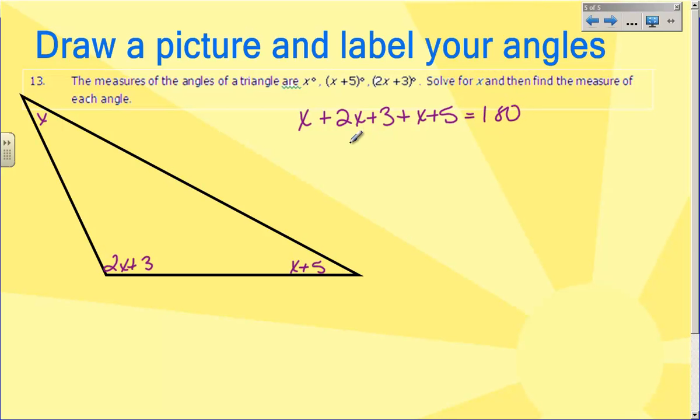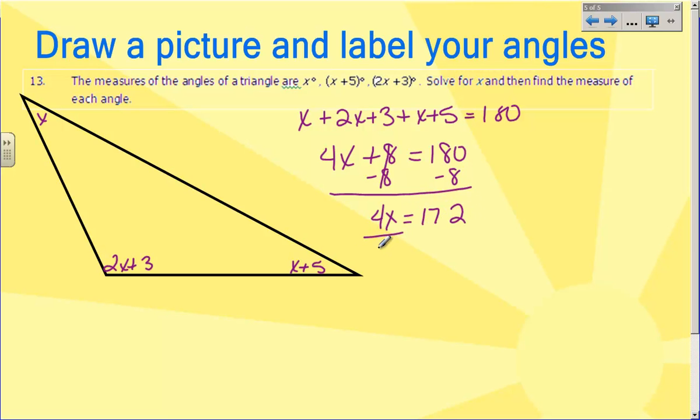Now I'm going to combine like terms to simplify this. So x plus 2x is 3x. 3x plus another x is 4x. And then 3 plus 5 is 8. So I have 4x plus 8 equals 180. So we're going to solve. So I'm going to minus 8. So I get 4x equals 172. And then I'm going to divide both sides by 4, which gives me 43. So I now know that x equals 43.